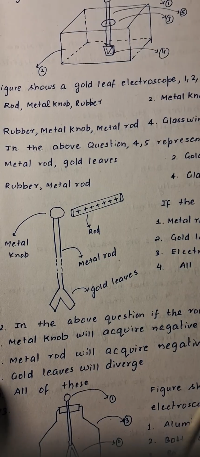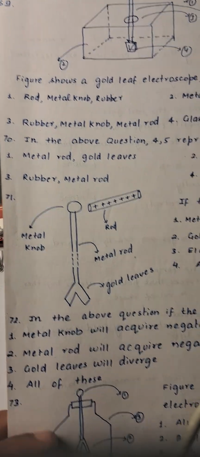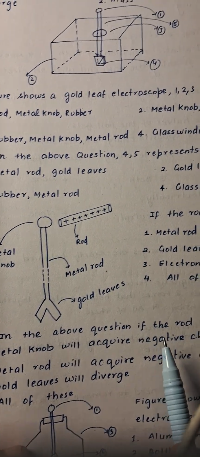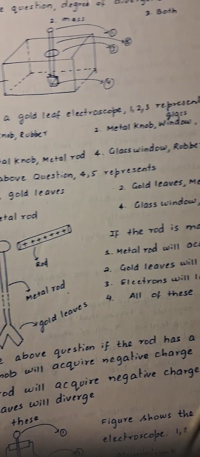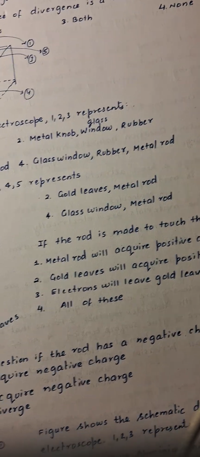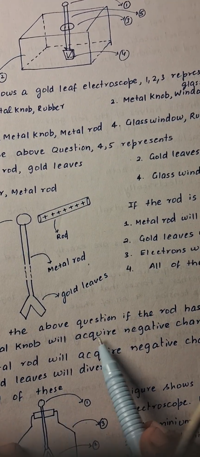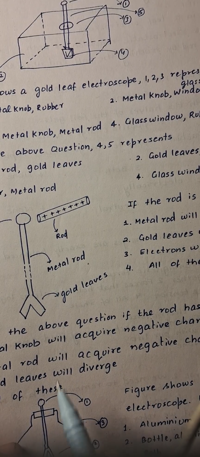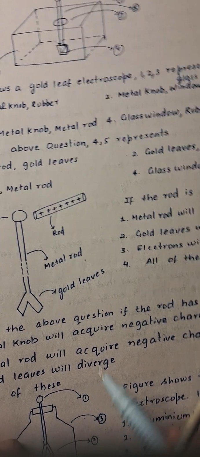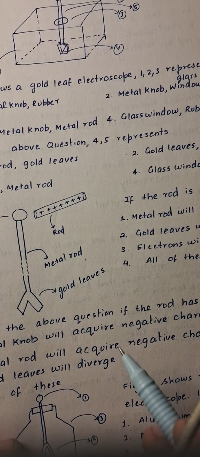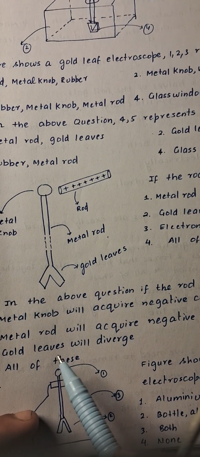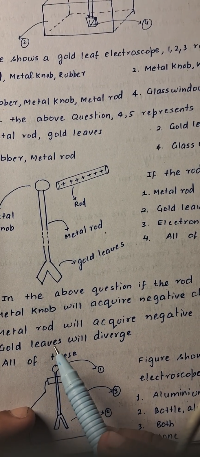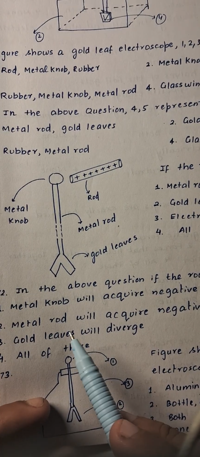Next is, in the above question, if the rod has a negative charge, then obviously the metal knob will acquire negative charge, similarly the metal rod will acquire negative charge, and the gold leaves will diverge because the charge is negative in this case. So here also all the options are correct. So the fourth option will be correct over here.